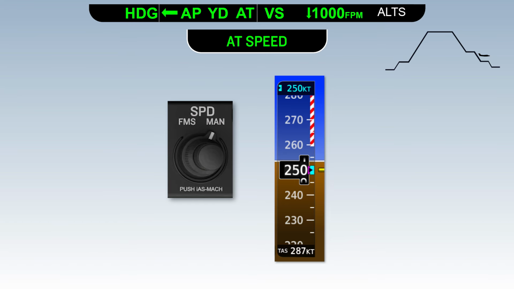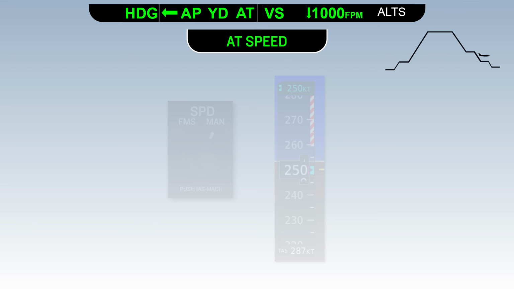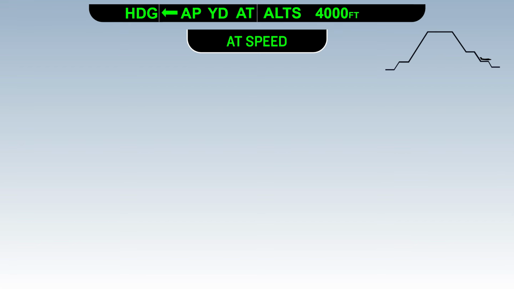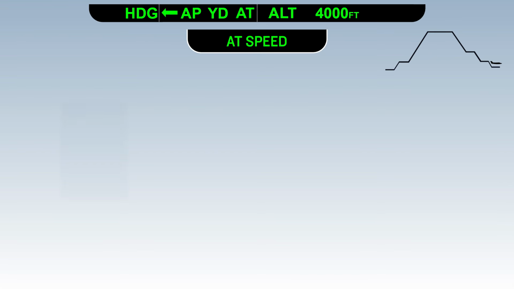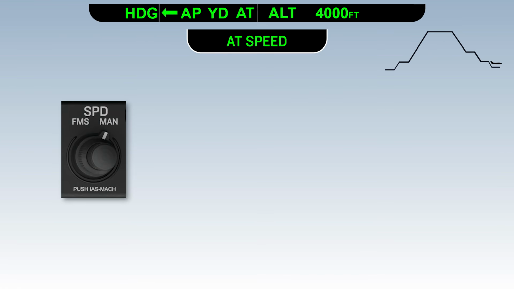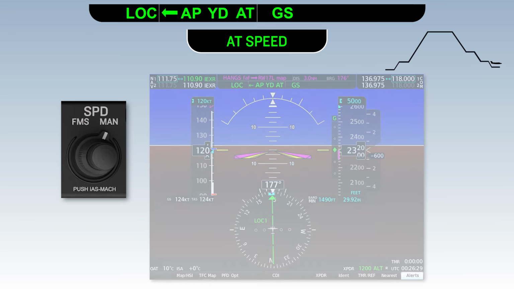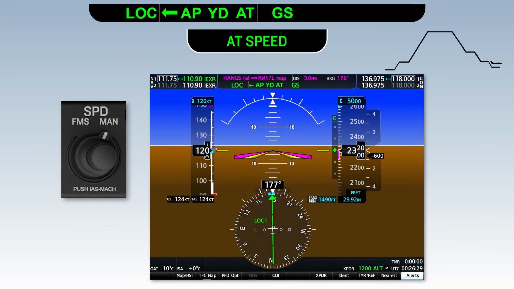From this point, we can manually control our speed as we descend on the approach. When we dial in a lower speed, the autothrottle will reduce power to decelerate at about 1 knot per second. As we level off at 4,000, the autothrottle will stay in AT speed and adjust power to maintain our selected speed. As we come around downwind, base, and final, we can continue to dial our speed down using the speed knob.